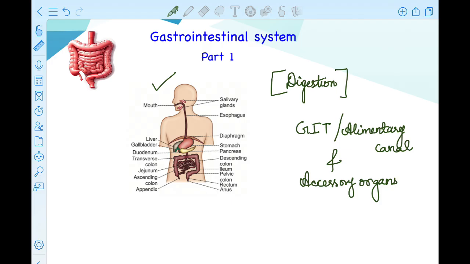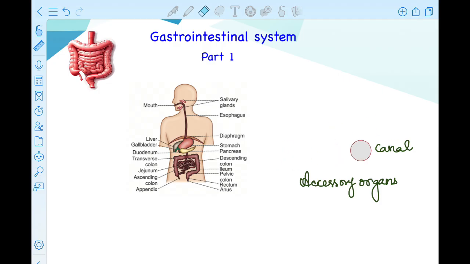The GI tract is a tubular structure extending from the mouth to the anus, where the food is given out. Approximately the entire length is around 30 feet, and it opens to the external environment at both the ends, that is, both at the mouth as well as at the anus. The opening is external. All right.